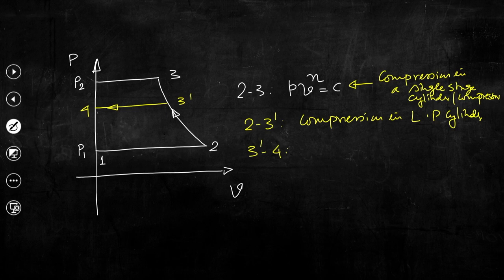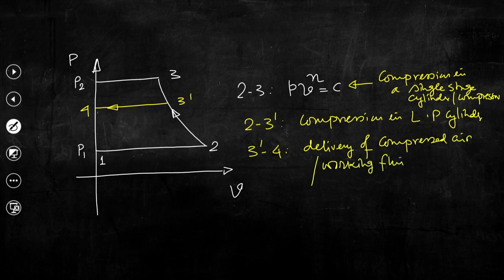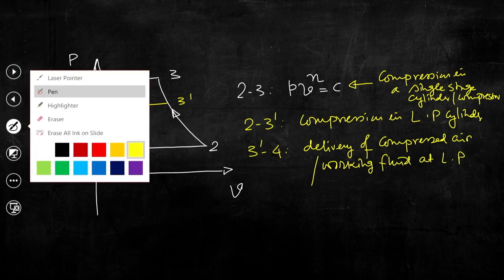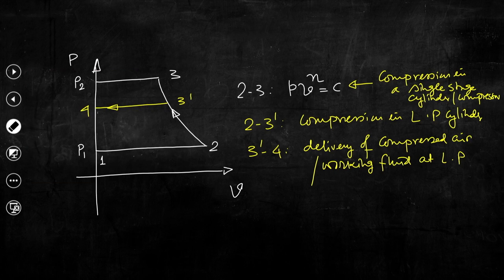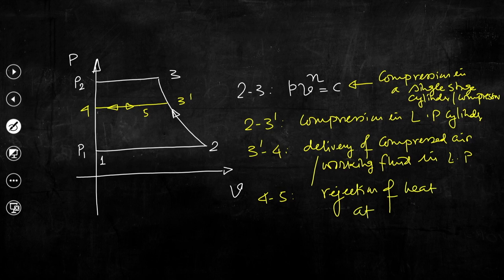Then 3 prime to 4 is the delivery of compressed air, or any other working fluid, at low pressure. Then finally we have another process, 4 to 5, where this is point 5. So 4 to 5 is the rejection of heat at the intercooler.